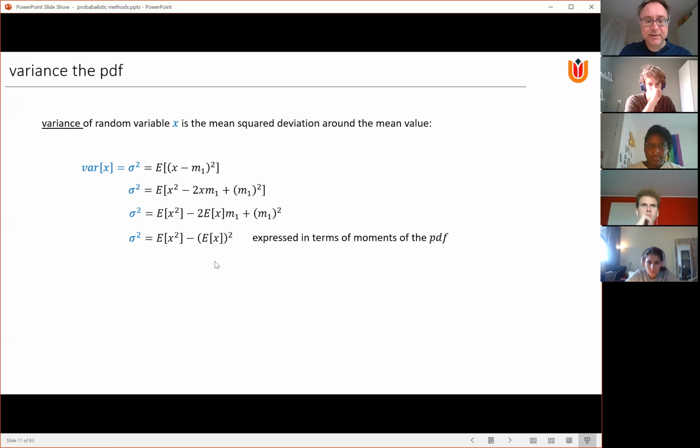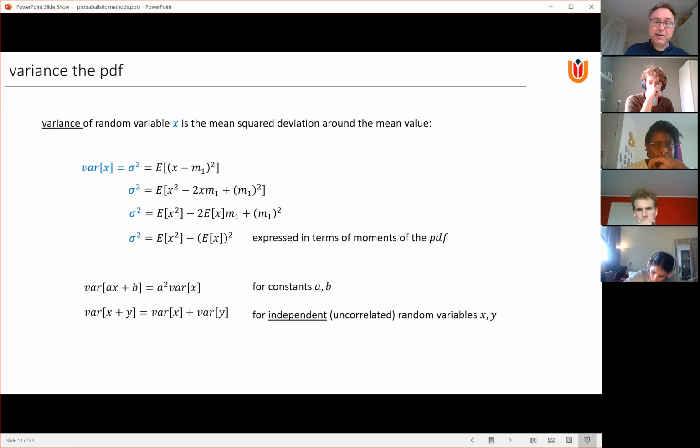So the bookkeeping results in the variance also being written as the expected value of x squared minus the square of the expected value of x. This is now the variance expressed in terms of the moments of the probability density function. This expression is sometimes useful because in many cases you will have a normal distribution that has 0 mean. If that happens, then the variance just becomes equal to the expectation value of x squared. So that is sometimes useful.